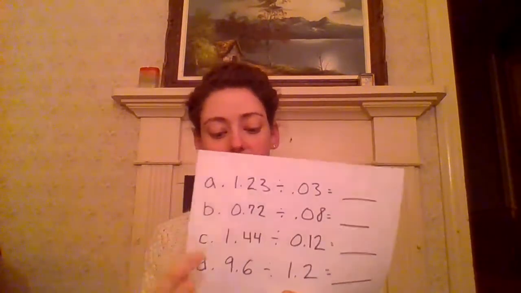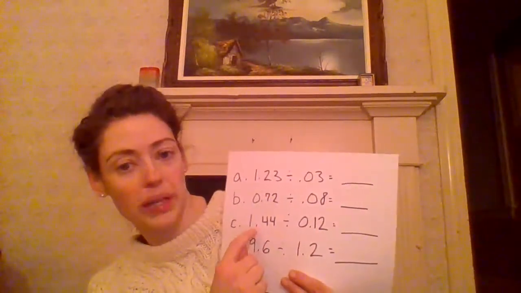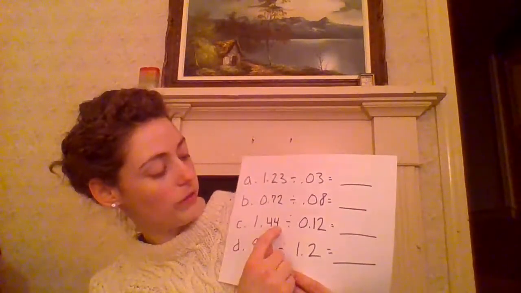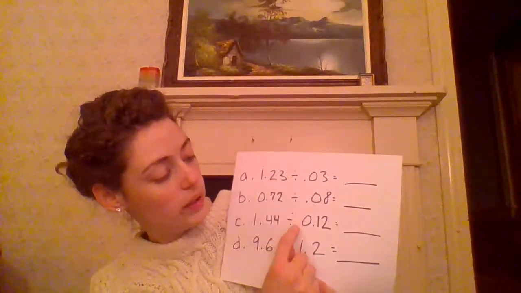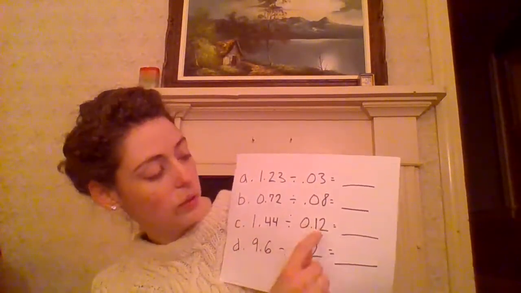Okay, and then for the next one, 1.44 meters divided by 0.12 meters, so we can multiply that by 100 as well. So push over, so we'd have 144 divided by 12. How many times would that go in? So that will be 12.